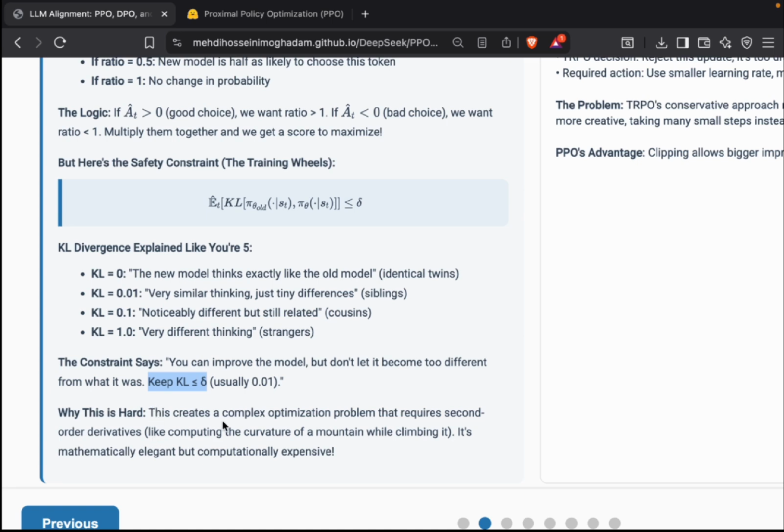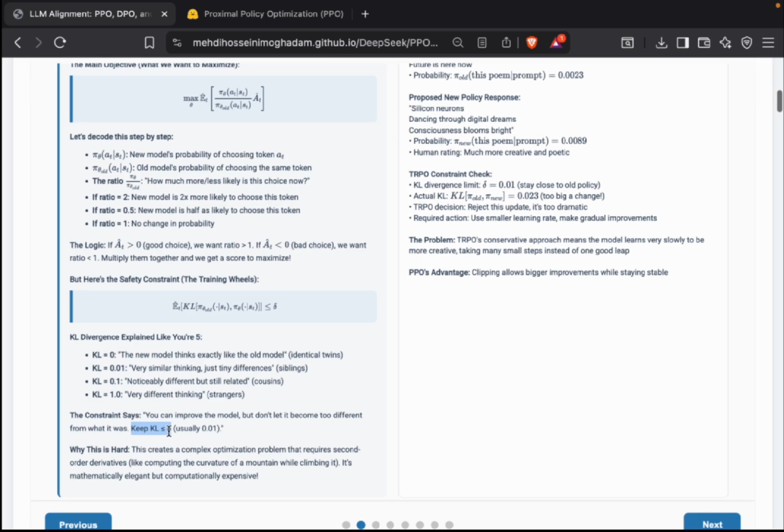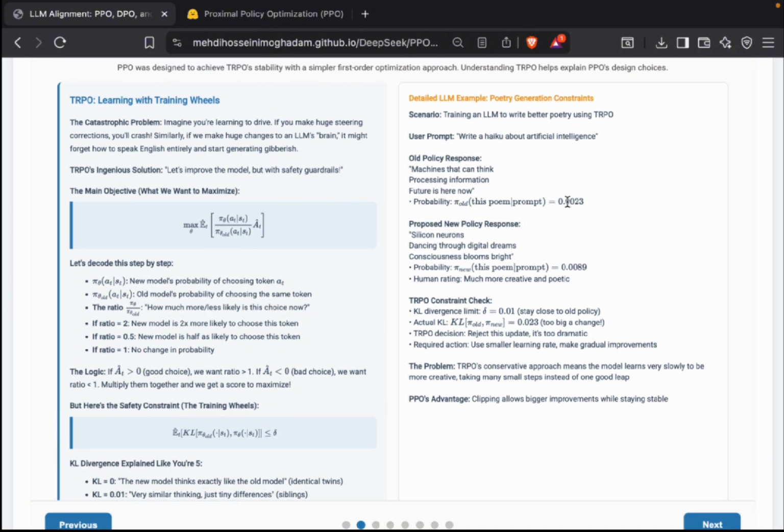Why is it hard? This creates a complex optimization problem, first of all. Second, it has a second order derivative, and it's really complex and expensive to calculate. Also, there's an example here which I'm not going to go through, but you can navigate to this URL. I put the link in the description, and you can go and have a look at it.